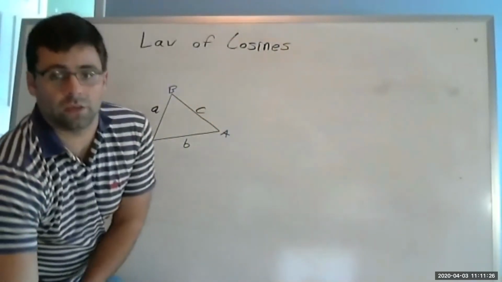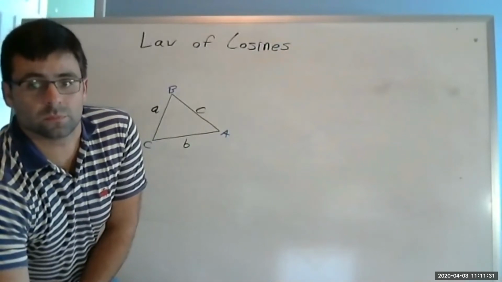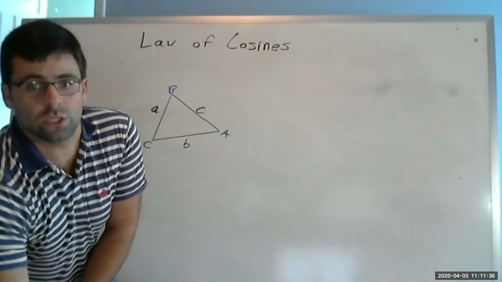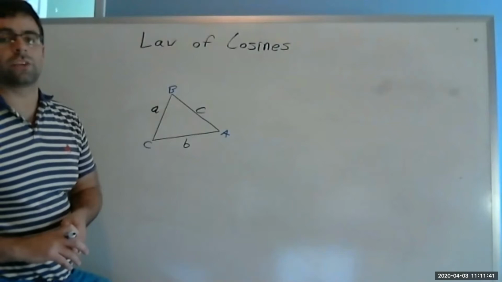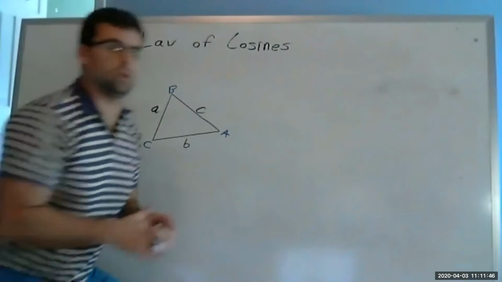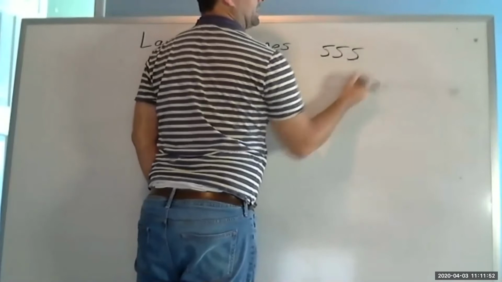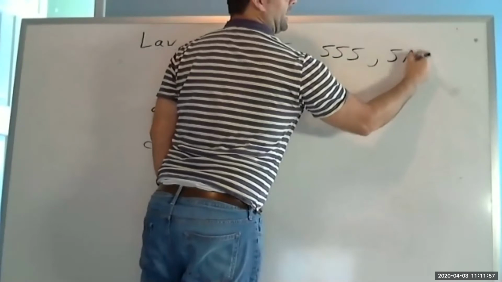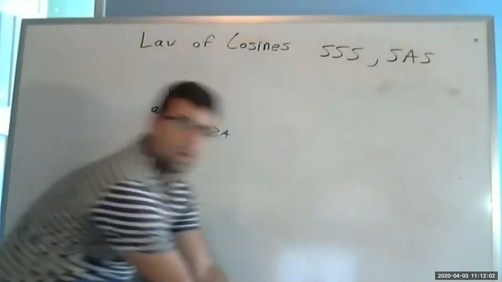The law of sines had some triangles that you could solve with it, but it had some that you couldn't. The law of cosines is for solving triangles that have side, side, side, so if you know all 3 sides, or side, angle, side.